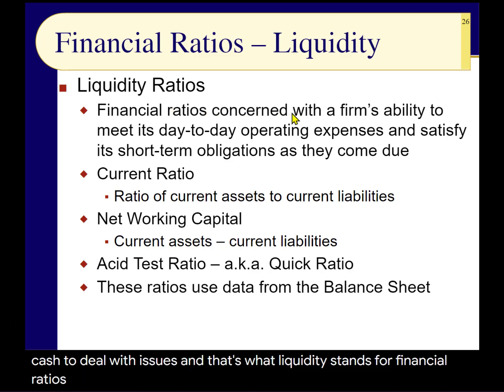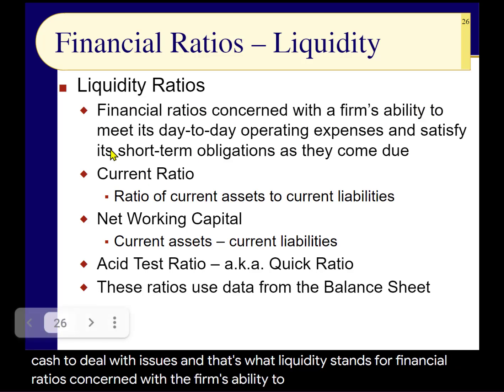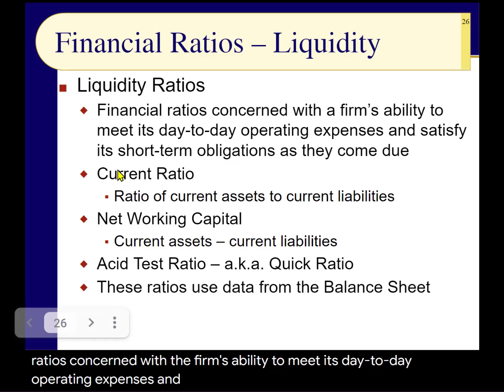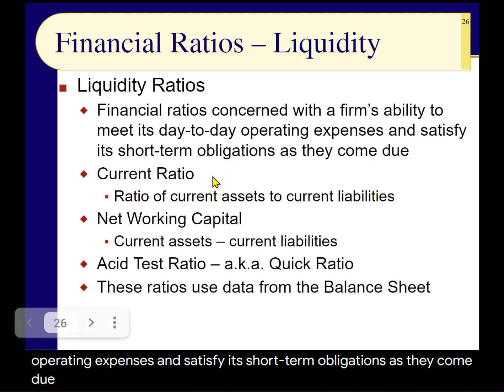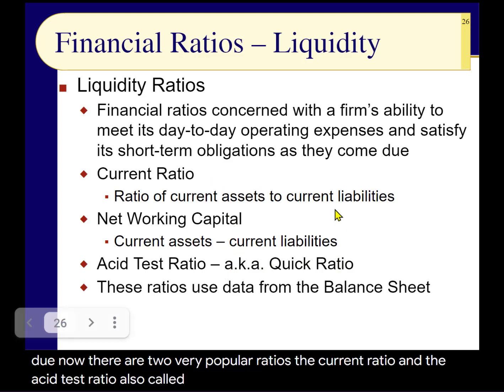Financial ratios concerned with the firm's ability to meet its day-to-day operating expenses and satisfy its short-term obligations as they come due. Now, there are two very popular ratios, the current ratio and the acid test ratio, also called the quick ratio. Sounds scary, right?